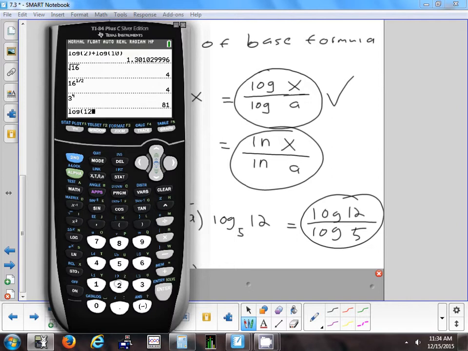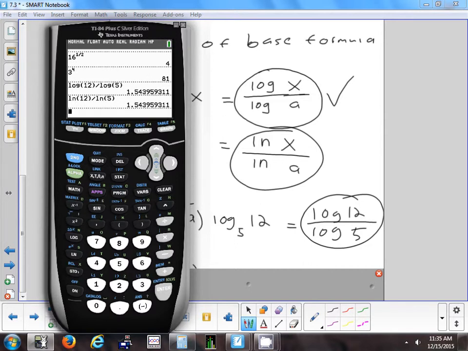We've got log 12 divided by log 5. Just make sure you know how to type that in on yours. And if you did it correctly, you should get 1.54. If you decided to do it with ln, there's ln 12 divided by ln 5. When I hit enter, what should I get? Same answer. Doesn't matter which way you do it. It's 1.54.